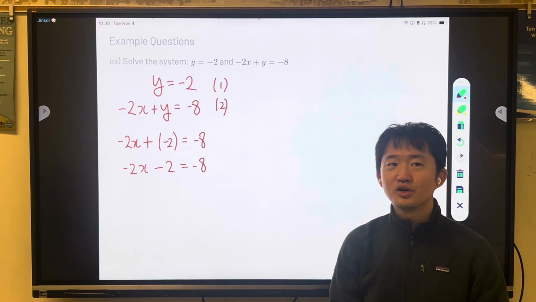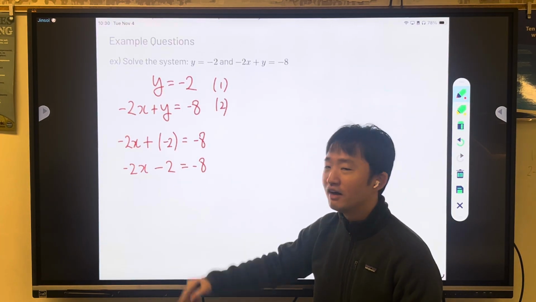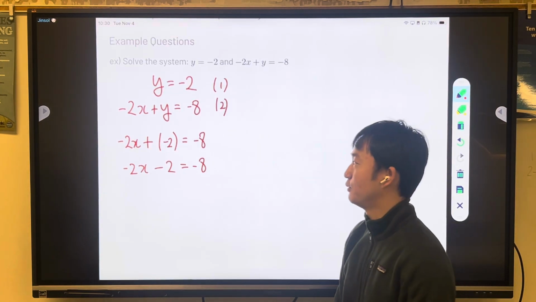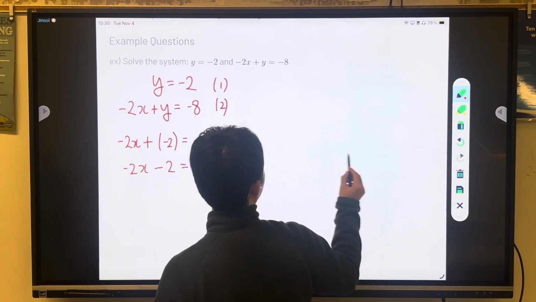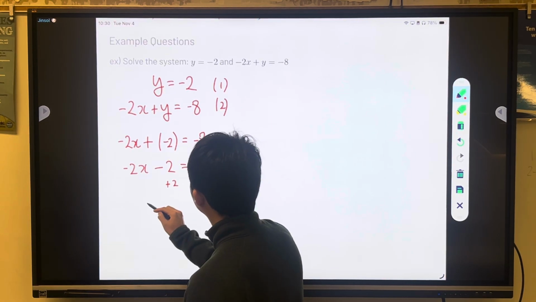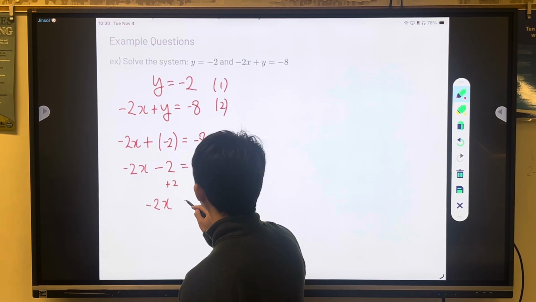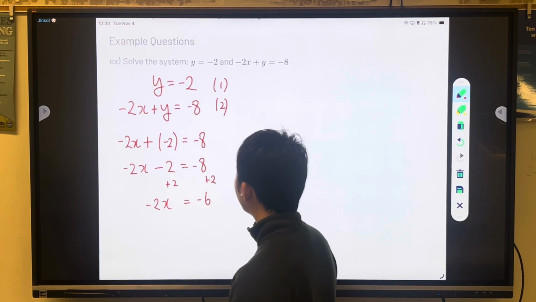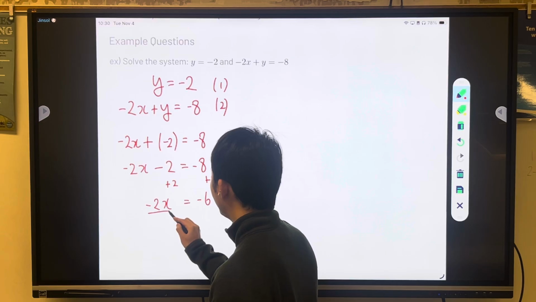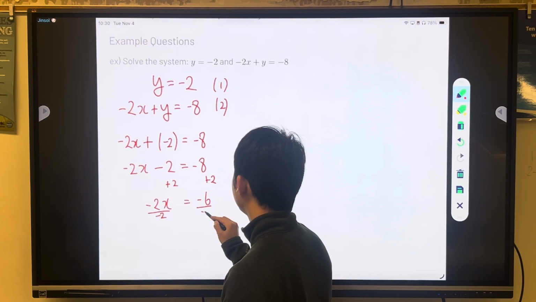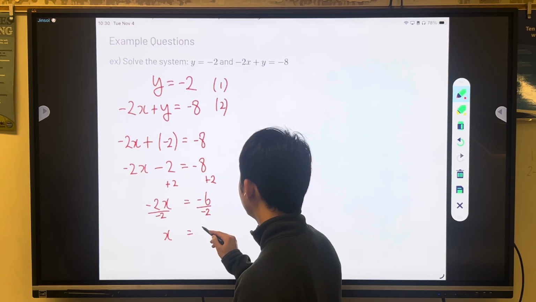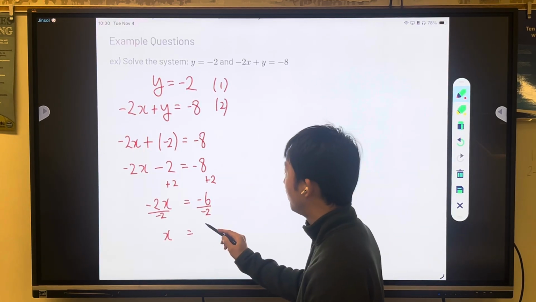And now observe what we have. We simply have a single equation with a single variable. Now let's solve that equation. I can add 2 on both sides. -8 plus 2 is -6. And then I can divide both sides by -2. So I get x equals -6 divided by -2, which is +3.